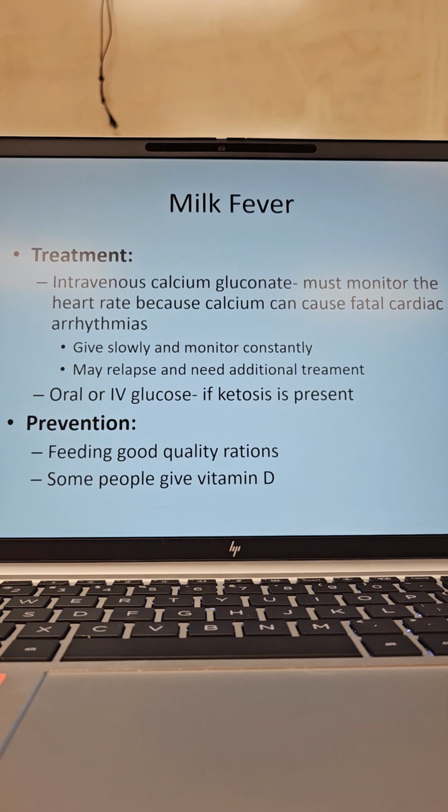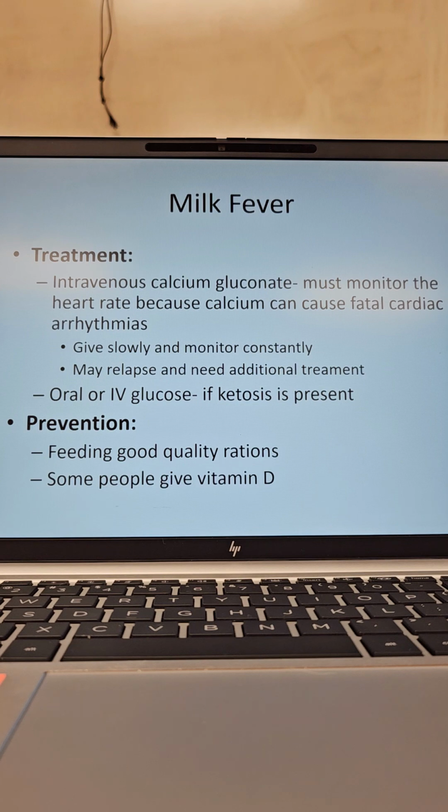Treatment: you are going to give IV calcium gluconate. We need to replace that calcium. But you must do it carefully, and you have to monitor that heart rate while you're doing it, because calcium can cause fatal cardiac arrhythmias. Same thing in dogs. When we have to give calcium to dogs, you typically have them on an ECG machine, and you are watching them very carefully as it's going. You need to give this very slowly and monitor constantly.